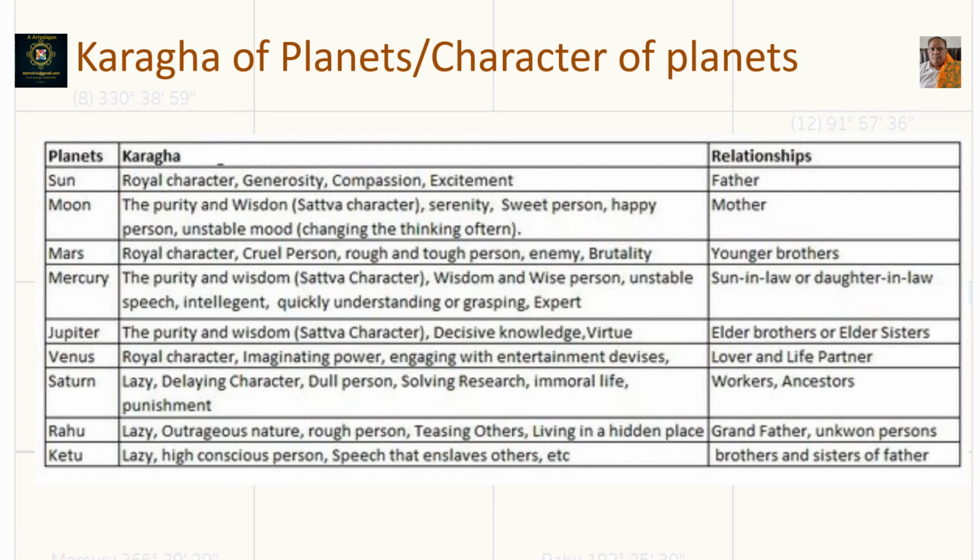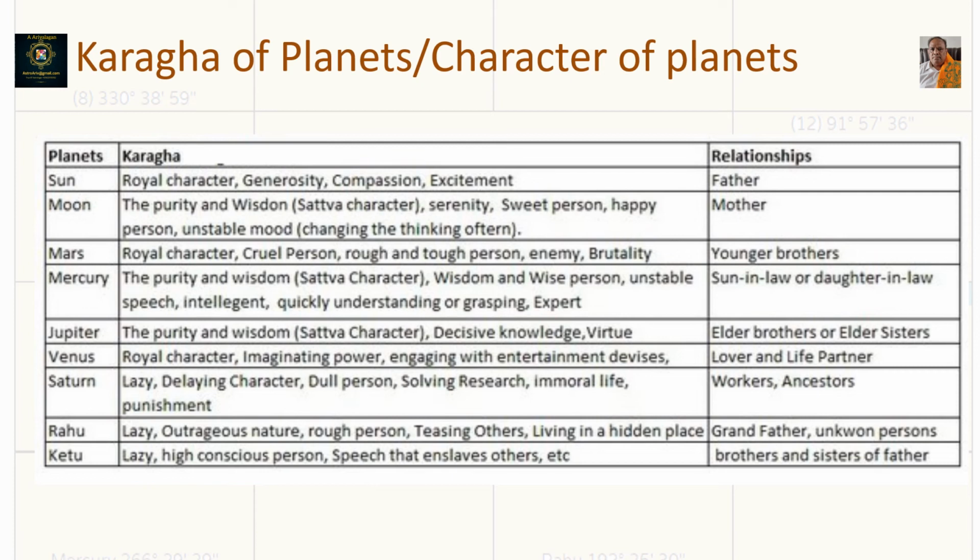Saturn is of lazy character, delaying character, a dull person, and they may keep on wanting to do something in the same thing, and they want to become research experts in that. So it is a very slow, dull, and immoral life. Certain people live an immoral life, and they also get punishments because of that. Generally, workers and ancestors are referred to as Saturn.